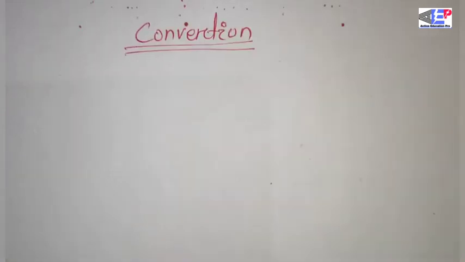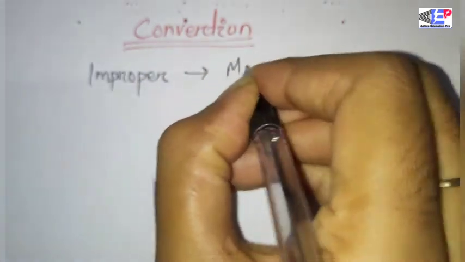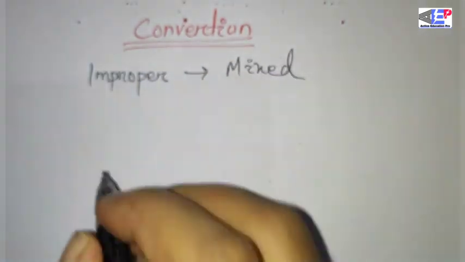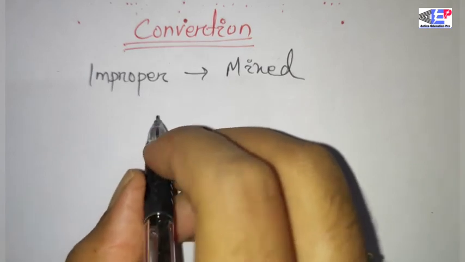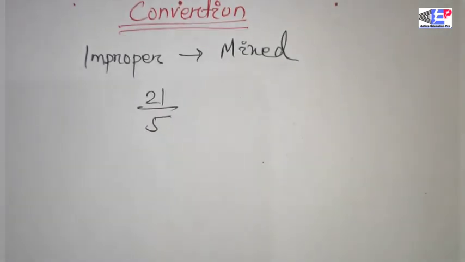Now convert an improper fraction to a mixed fraction. First write an improper fraction. An example of an improper fraction is 21/5. Then how can you convert improper to mixed?